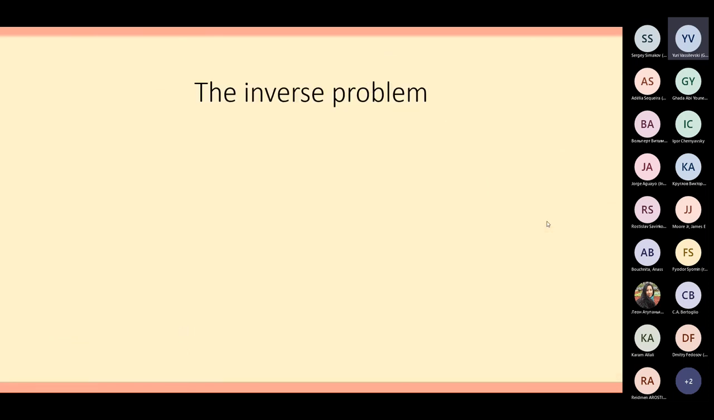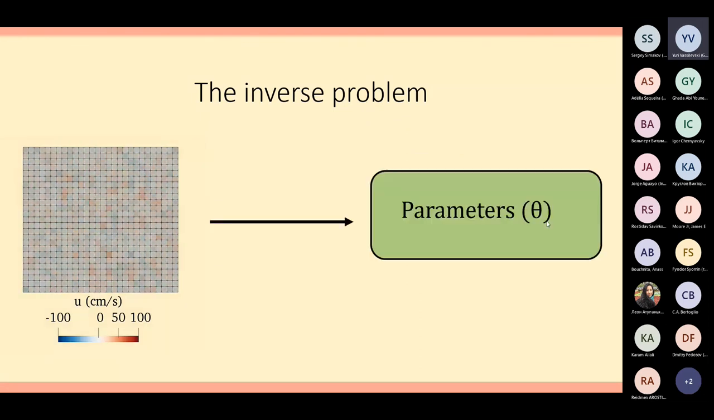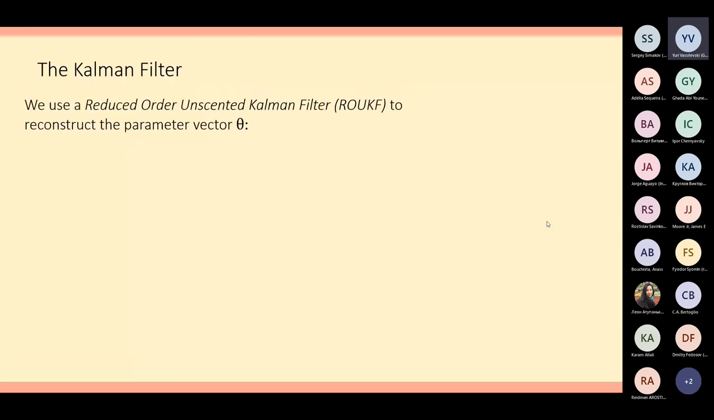So with that in mind, now we will play with this inverse problem. How, upon this measurement, can we recover some parameters of the flow model? These parameters will be captured in this theta vector, which will contain the parameters that we want to recover. For that, we will introduce a Kalman filter approach.